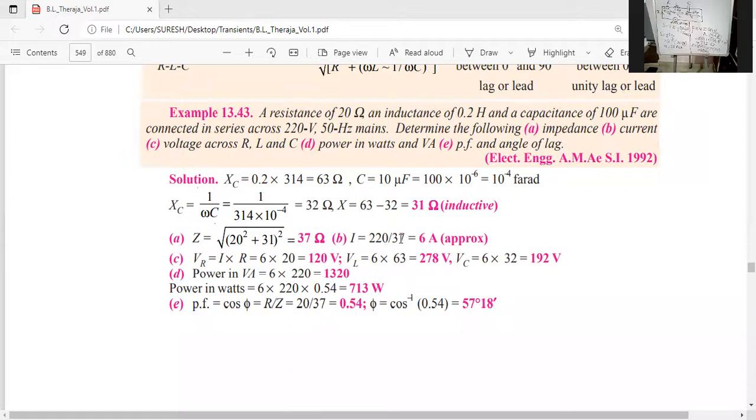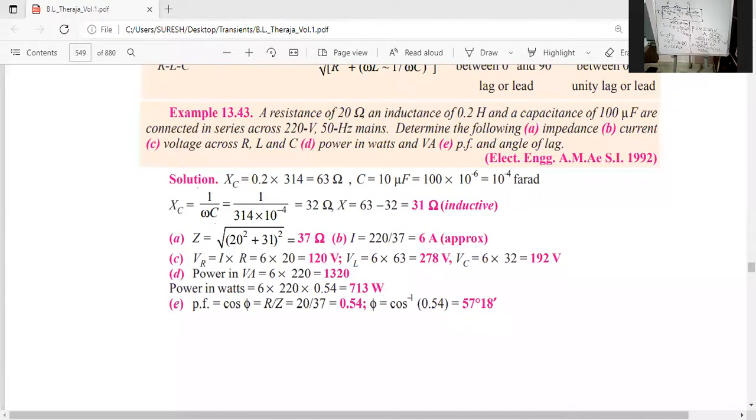Current I is equal to V by Z, 6 ampere approximate. They have taken the approximate value. VR is 120. VL is 378. They have given wrong here; 6 into 63 is 378. VC is 192. Your S is 1320. Power in watts is 713 they have given. Whatever you have calculated, that is right. Power factor is cos phi, 0.54.